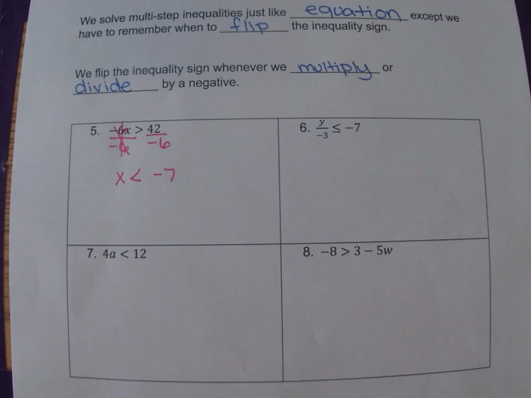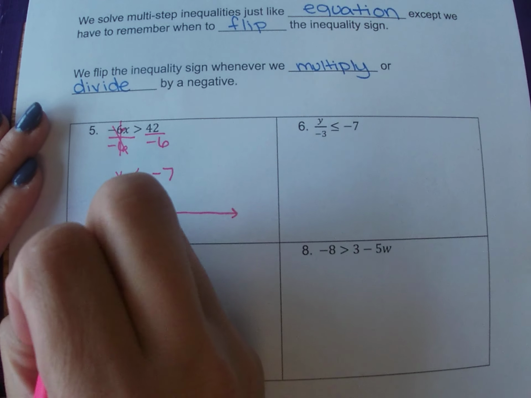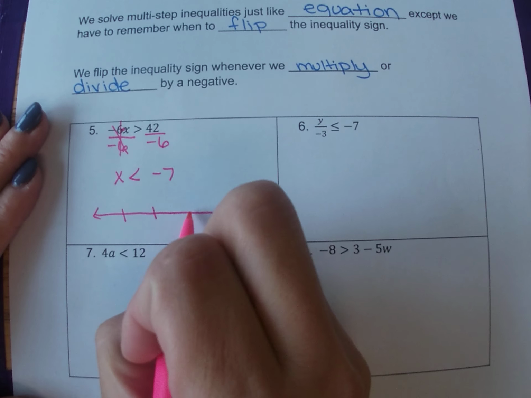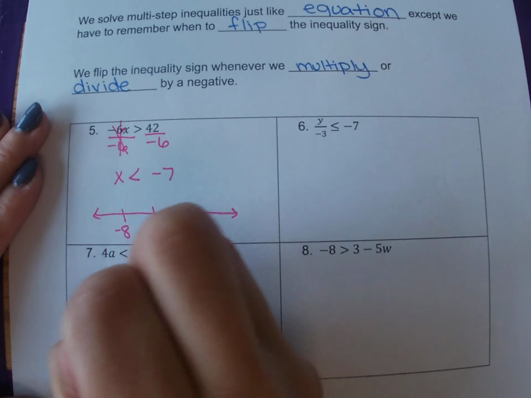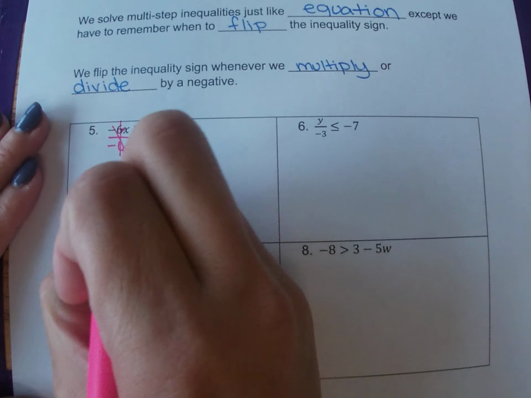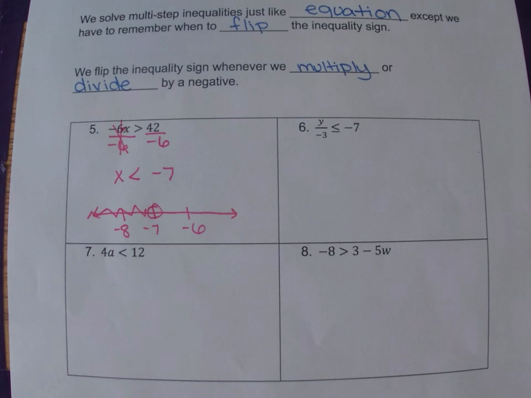Now, not every single problem is going to ask you to do this, but if I wanted to, I could then graph this solution by putting -7 on my number line. This symbol less than tells me an open circle, and I would shade to the left.